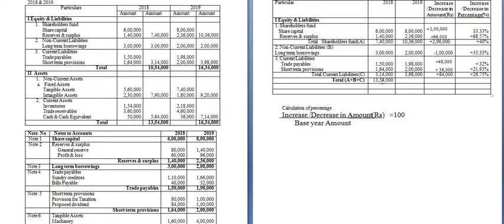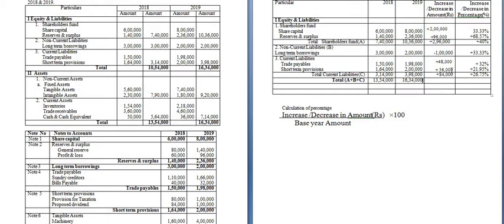Next one is 2019. A in 2019 how much? 10,36,000. B 2 lakh and C 3,98,000. So total is 16,34,000. So right here 16,34,000.